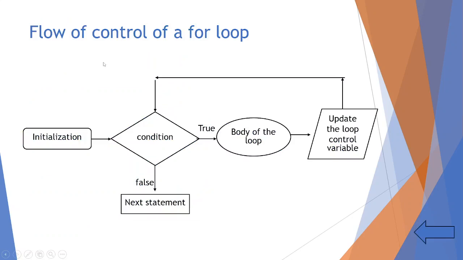Flow of control: initialization, then the condition will be checked. If the condition is true, the body of the loop executes, updates the loop control variable, and again checks the condition. The loop is written in such a way that the condition gets checked again and again as long as it is true. If it is false, only then it goes out of the loop and executes the next statement, if any.